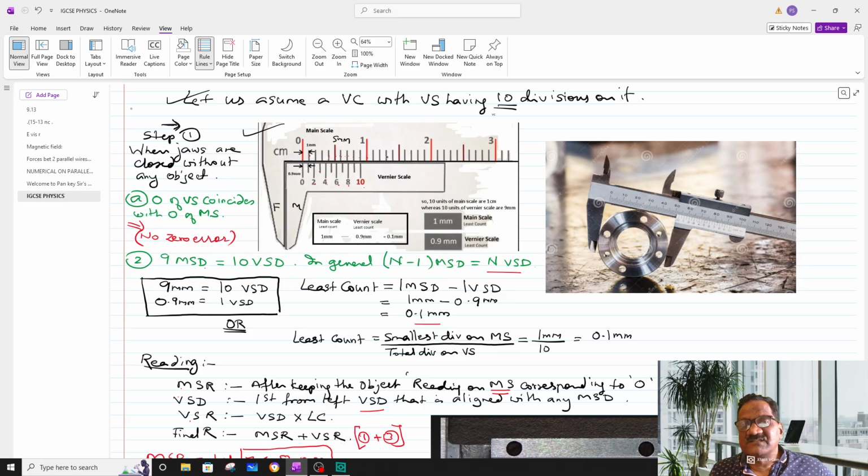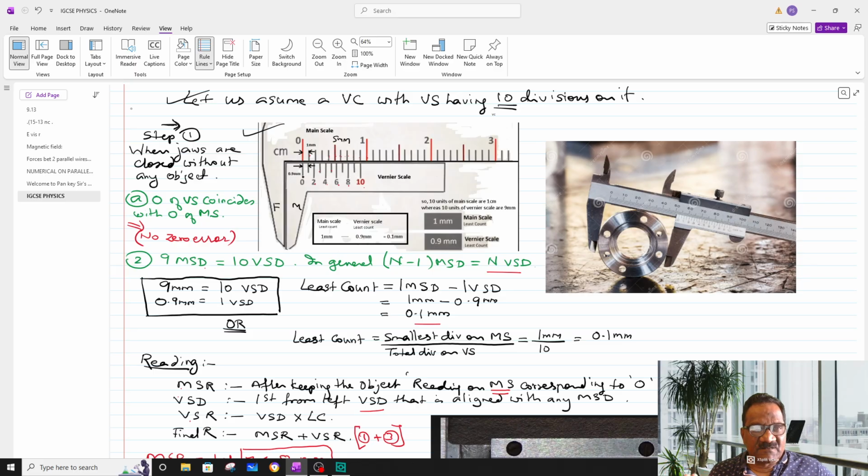You can call this 1.3 centimeter or 13 millimeter, as you wish. In both units you can take the reading. So this is the main scale, which has some unit, but the vernier scale does not have any unit. It is just the divisions. So 0, 1, 2, 3, 4, you just have the markings.